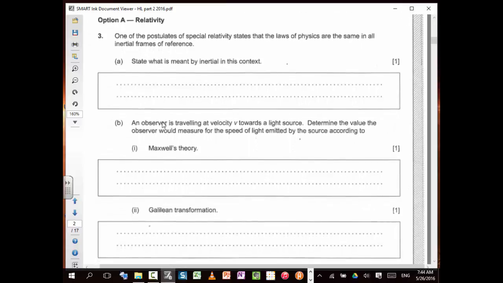One of the postulates of special relativity states that the laws of physics are the same in all inertial reference frames. State what is meant by inertial in this context. Well, inertial in this case just means not accelerating. Remember that for all of the rules of special relativity to apply, we need a reference frame that is not accelerating.